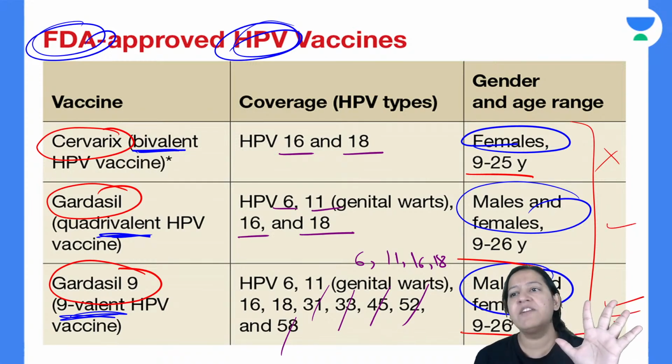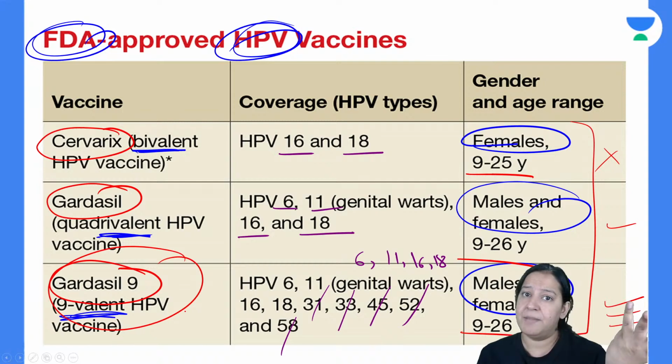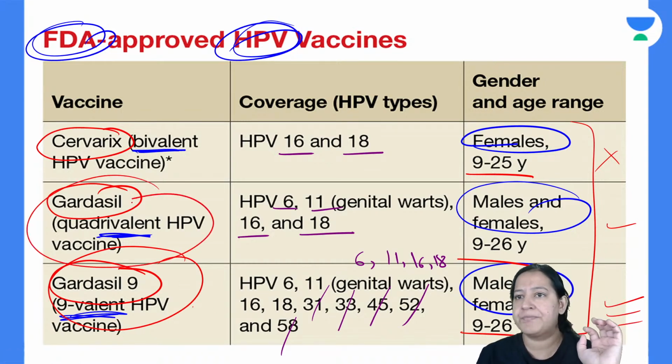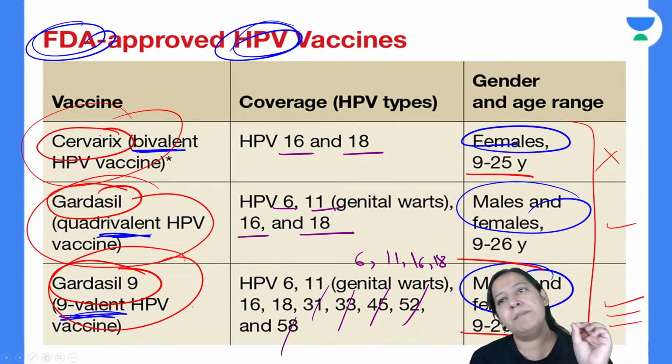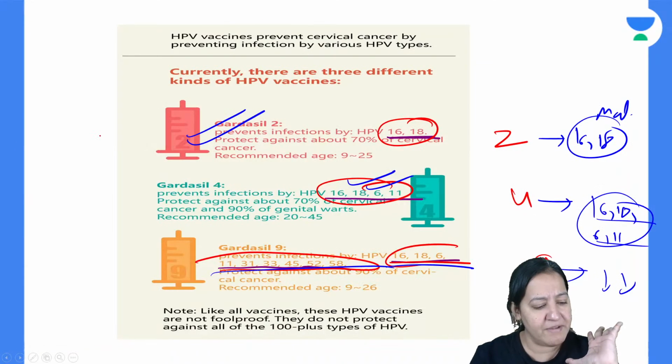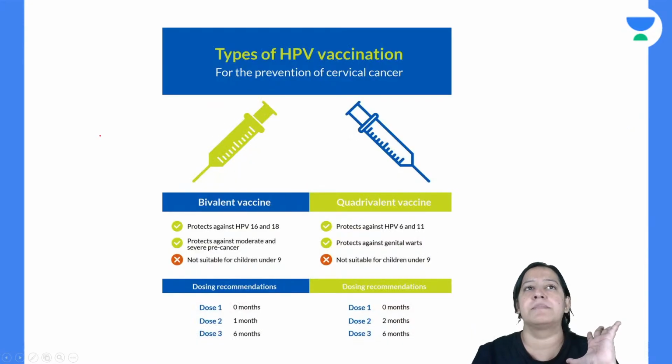So if nonavalent is available, that is the best. It is costly, but it is the best. Otherwise, go with quadri. If you can't afford quadri and it is not available, go with bivalent. So bivalent is the last option, and nona is the best. Have you got it? Give me a thumbs up, everyone.